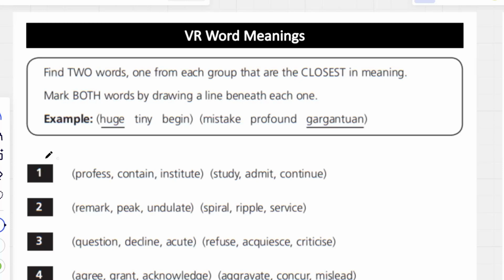VR section, question number 1, we have to do similar words closest in meaning. So the word institute doesn't really mean any of those, they're not really synonyms. Contain, I don't really see a synonym for that. However, profess and admit: if you profess something, like profess your love, you have to admit it.